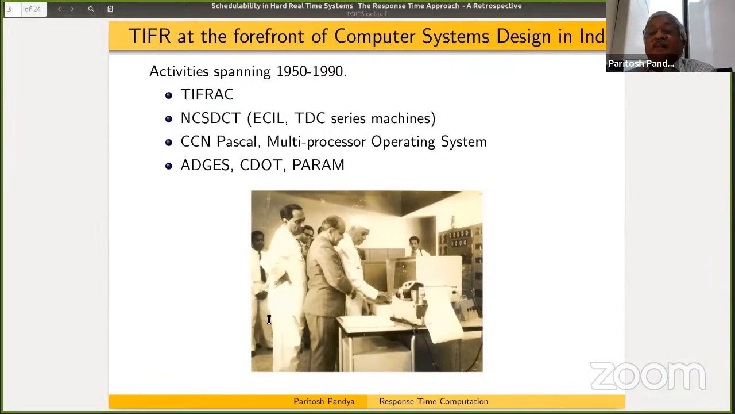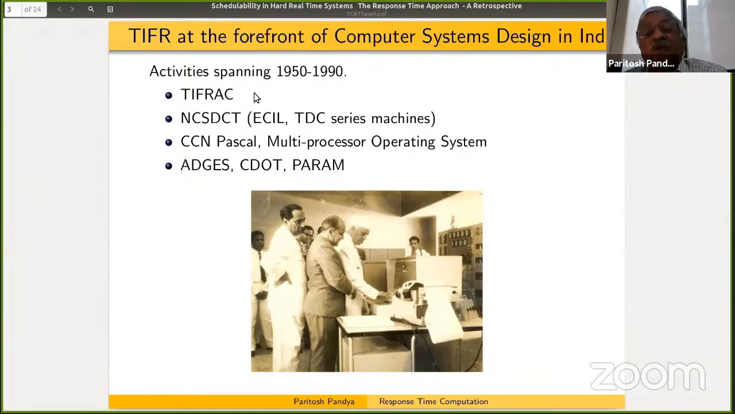TIFR, of course, was an early player in India, at the forefront of computer system design in India, definitely, in the period spanning 1950 to 90. There was TIFRAC, the first digital computer of India. It seems that Nehru had heard that after Turing's work on the use of Enigma in breaking codes, computing went underground, but it was considered strategic technology. And I have read somewhere that Baba had heard of this as a strategic technology, and he put his two foremost generals to develop computing in India. Manuel Lopez went on at ISI to develop India's first analog computer. And Baba basically said a digital computer should be made at TIFR, and TIFR went on to make TIFRAC, the first digital computer.